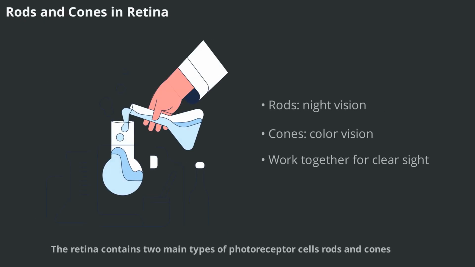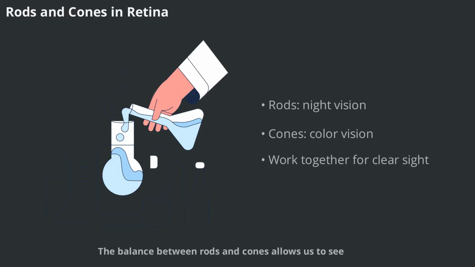Retina contains 2 main types of photoreceptor cells, rods and cones. Rods are highly sensitive to light and enable us to see in low-light conditions, but they do not detect color. Cones, on the other hand, are responsible for color vision and function best in bright light. The balance between rods and cones allows us to see both in darkness and in vivid color during the day.